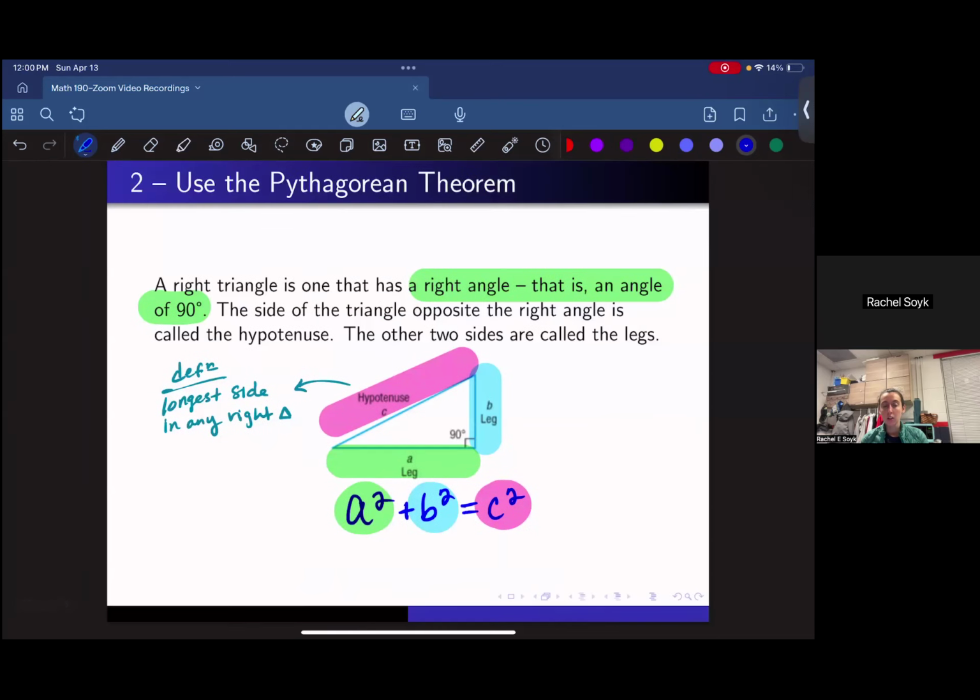All right. So our second objective for today is being able to use the Pythagorean theorem, our famous a squared plus b squared is equal to c squared. And so anytime you think Pythagorean theorem, the first thing that should pop into your head is the fact that we have a right triangle. All right triangles contain a right angle, which measures 90 degrees.